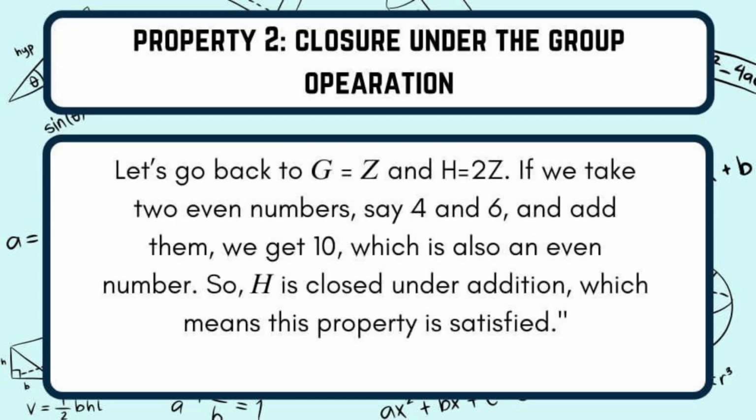For example, let's go back to G equal to Z, the integers under addition, and H equal to 2Z, the even integers. If we take two even numbers, let's say 4 and 6, and add them, we get 10, which is also an even number. So H is closed under addition, which means this property is satisfied.